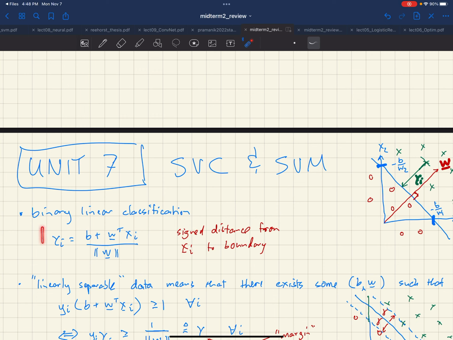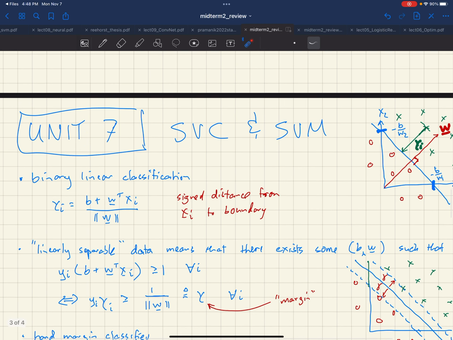We see gamma i, which is this expression. So this is the signed distance from a training point xi to the boundary. It's a signed distance because as you look at this, you can see that it could be positive or negative. So when you're on a training sample xi that corresponds to a positive label, y equals 1, you're going to have a positive distance. And if you're corresponding to a negative label, you have a negative distance. Okay, so this was something we used in the next step.